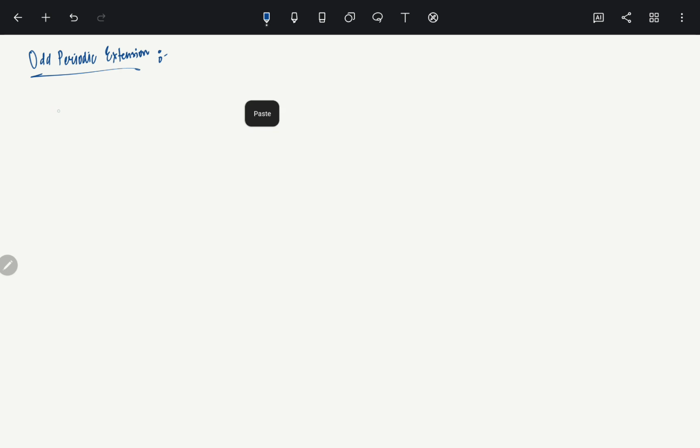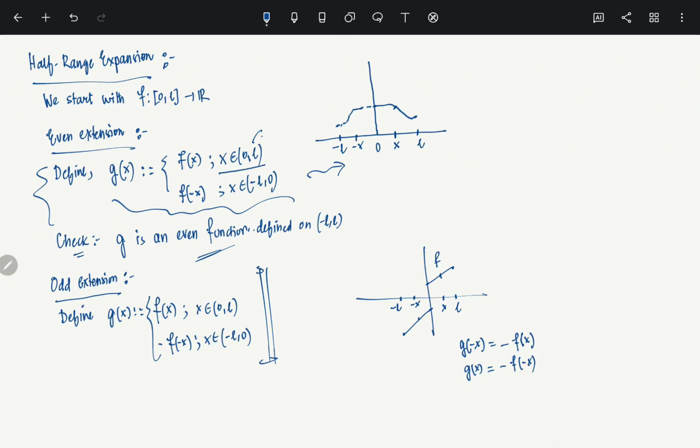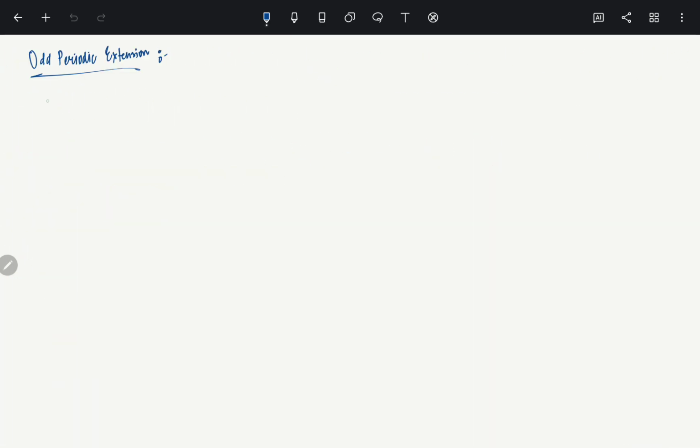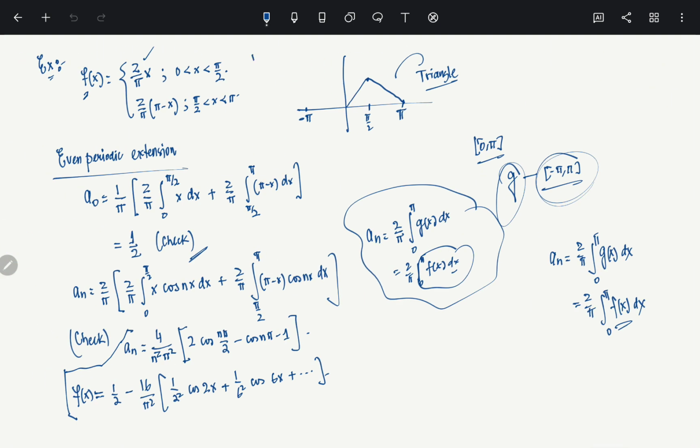You can check that bn's are going to be, in this case, if you are doing odd extension, the function g which you are going to get is an odd function, and the Fourier coefficient bn's are going to be 2 by pi, 0 to pi. You remember it will be 1 by pi, minus pi to pi, but it gets converted to 2 times 0 to pi. So 0 to pi, and then you have f of x sin nx dx. And you know what f is at 0 to pi, which is given like this.